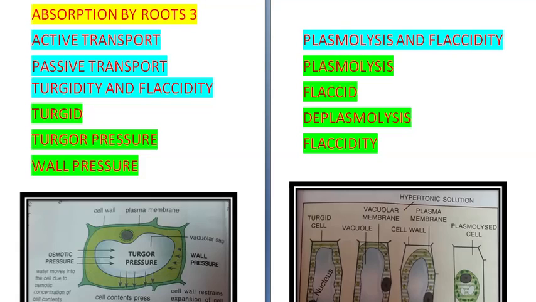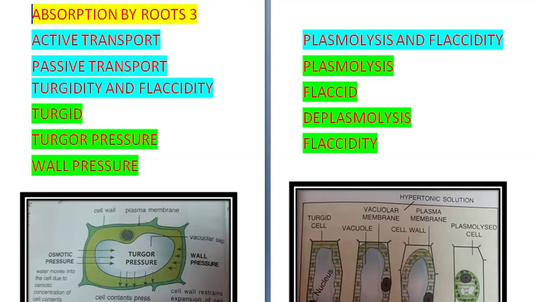So the concentration gradient of these ions is opposite to that of diffusion. In other words, these ions have to be forcibly carried inward from the region of their lower concentration, which is outside, to the region of their higher concentration, which is inside the root cell. And for this, energy is supplied by the cell in the form of ATP.